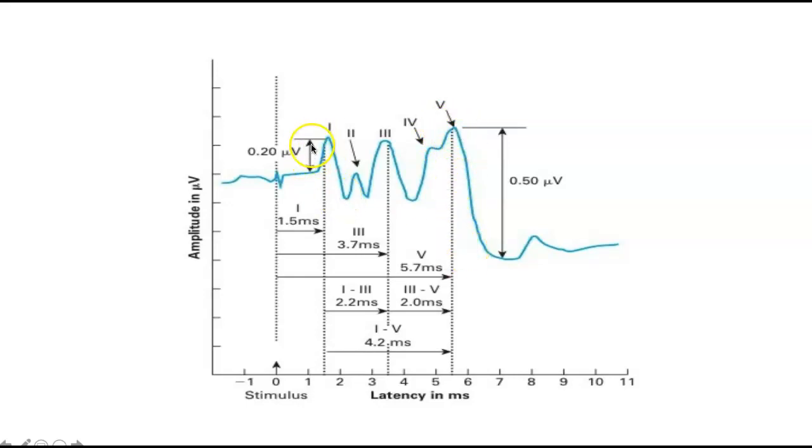Wave 1 is less, and it's supposed to be less. It's about 0.2 microvolts. And again, you have your latencies where they occur. What we do essentially is compare wave 1 latency, wave 3 latency, and wave 5 latency independently. Then we look at the latency between 1 and 3, between 3 and 5, and a really important one, between 1 and 5, because that gives us a measure of how long it's taking the signal to be transmitted through the auditory system.